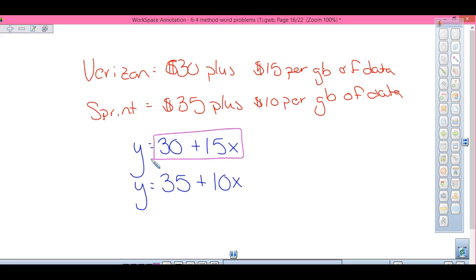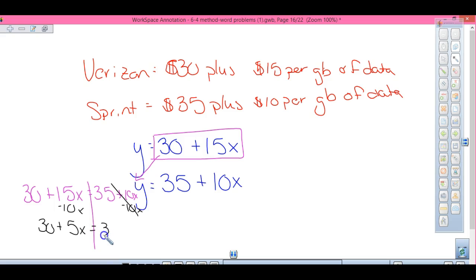Okay, so if y equals 30 plus 15x, we can slide that down here and set our two equations equal to each other. So I have 30 plus 15x equals 35 plus 10x. How am I going to solve these? Minus our 10x over there? Okay, so we can minus our 10x. I've got 30 plus 5x equals 35. Now what? So 5x equals 5 and x equals 1. Okay, so at 1 gig of data is when you're going to have these plans be equal to each other.